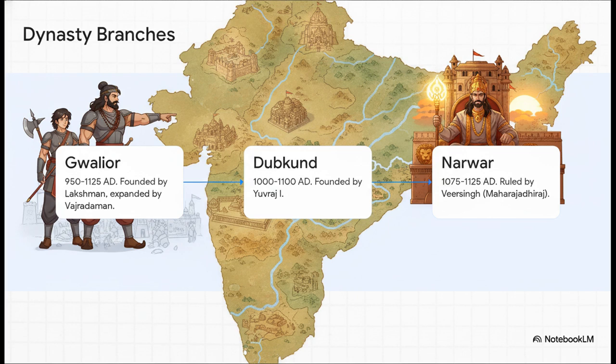Step 1 is the Gwalior branch, running from roughly 950 to 1125 AD. This was founded by Lakshman, but famously expanded by Vajradaman, who actually defeated the Pratiharas to establish an independent state. Step 2 is the Dubkund branch, founded by Yuvraj I. And finally, Step 3 is the Narwar branch, prominently ruled by Veer Singh, who was powerful enough to adopt the grand title of Maharaja Dhiraj. Knowing these distinct branches and who founded them shows a really high level of historical understanding to your examiners.